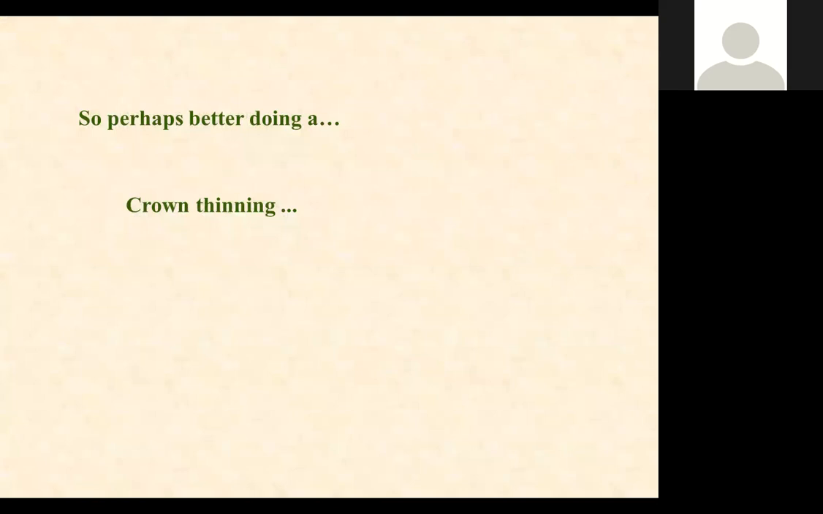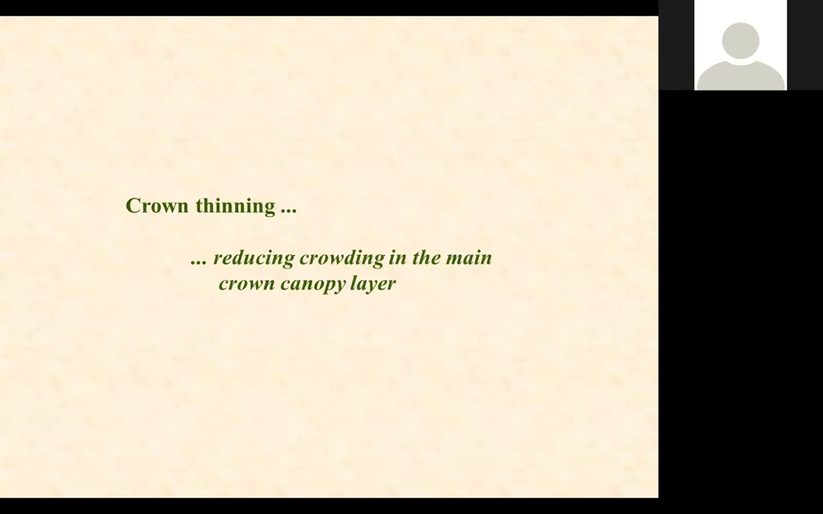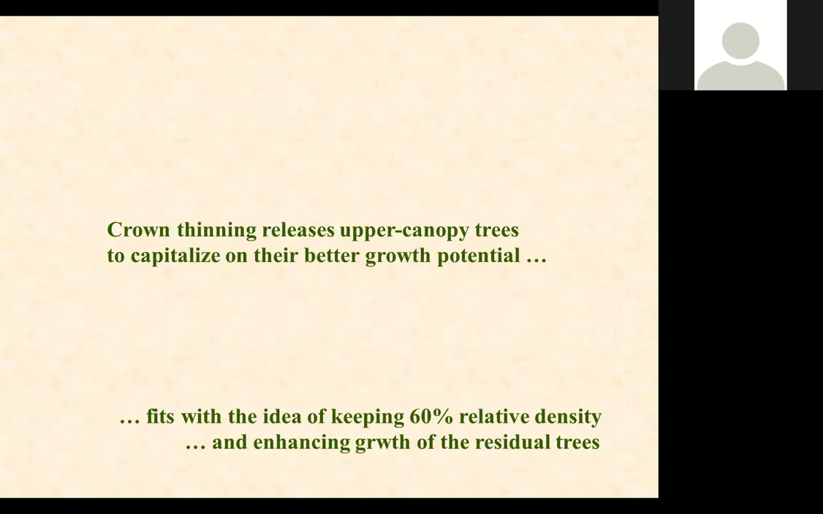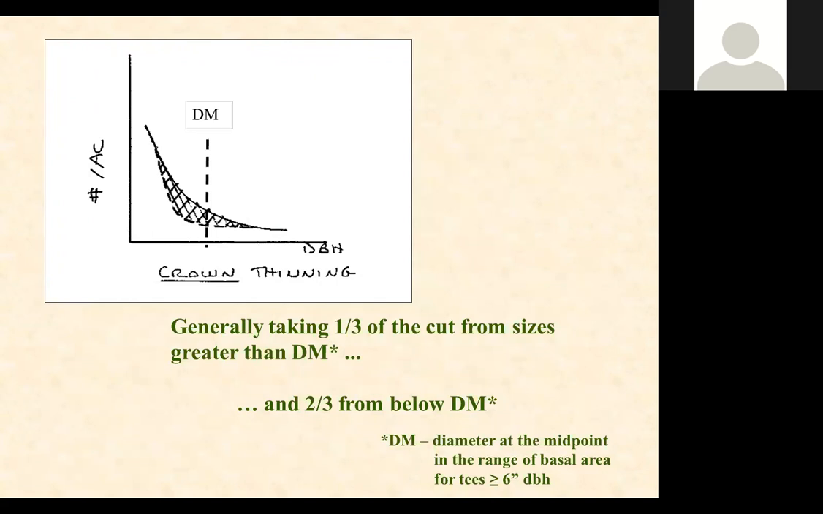And a crown thinning is really an effort to reduce crowding within the main canopy layer. It easily fits within the idea of keeping 60% relative density, letting regrow to 80, and it will enhance the growth of trees in upper canopy positions, the dominance and the codominance. So here's the diagram again.